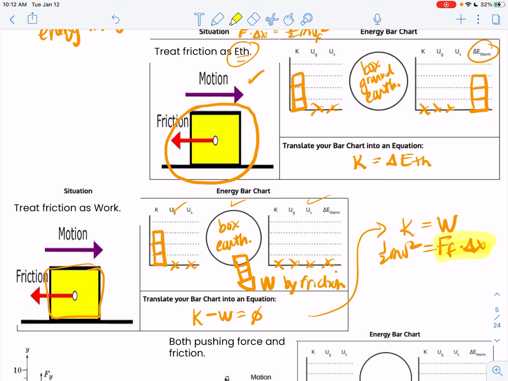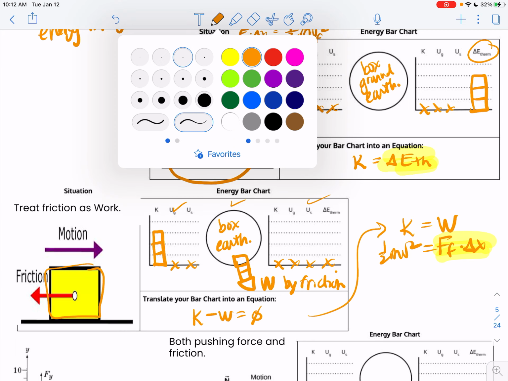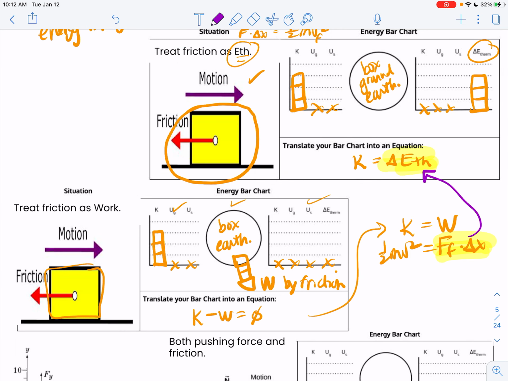So even if you want to think of E-therm, even though it's not exactly the same thing, if you want to draw it like this, but then still write E-therm as this friction times X, that's fine too. Okay, because that's almost always kind of how it's going to come, all right? It just depends on how you're looking at it, but mathematically, whether you call it E-therm or work done by friction out, it doesn't really make a difference, all right?